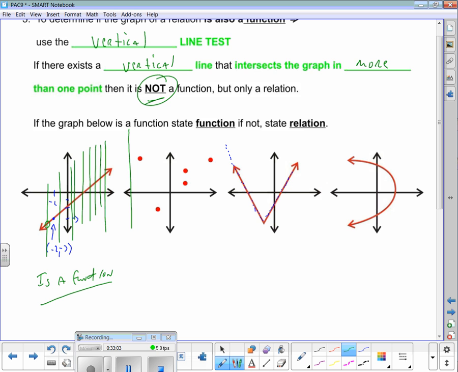Well, remember, it's if there exists any vertical line that hits more than one point. So, for example, what about that vertical line? That only hits one point, right? So far, it looks good. But what about this vertical line? We just failed. It hit more than one point, didn't it? This is not a function.